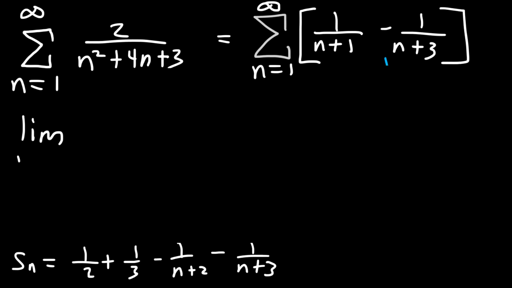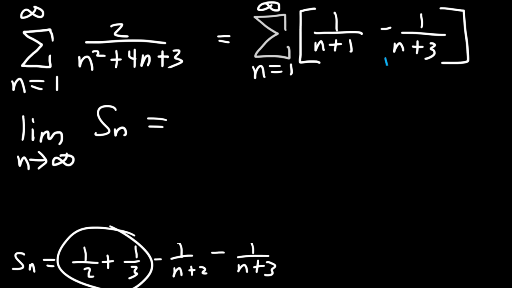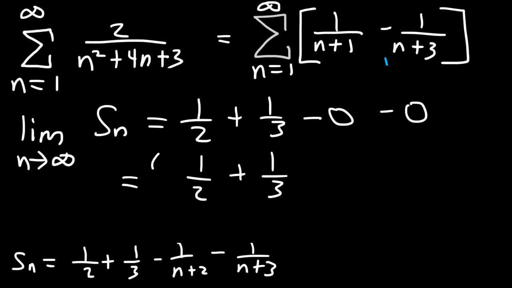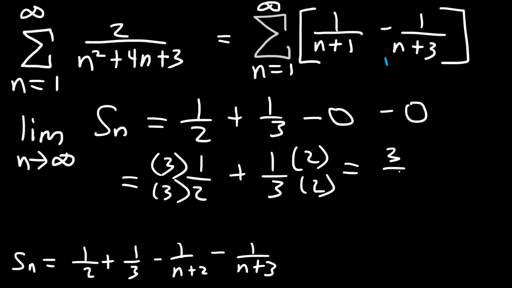Now let's take the limit as n approaches infinity of S of n. So the constants will not be affected by n, so it's just going to be 1/2 plus 1 over 3. And as n approaches infinity, 1 over n plus 2 will become 0, and 1 over n plus 3 will be 0 as well. So it's just going to be 1/2 plus 1/3. So let's get common denominators. And so this is going to be 3 over 6 plus 2 over 6. So the total sum is 5 over 6.